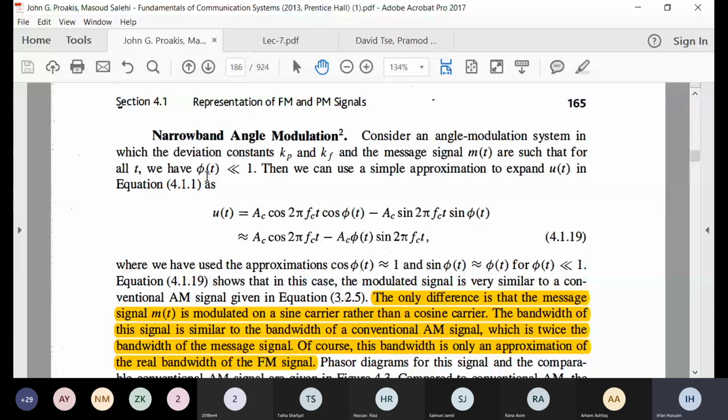So I can open that as cos alpha cos beta minus sin alpha sin beta. As phi(t) is very small, cos phi(t) becomes 1 and sin phi(t) is equal to phi(t). This signal comes out like this. Now you can see that this signal is very much like my AM signal. Why? In the AM signal you have the message signal multiplied with a carrier, but there our carrier was cosine. Here the carrier is minus sine. That's the only difference.